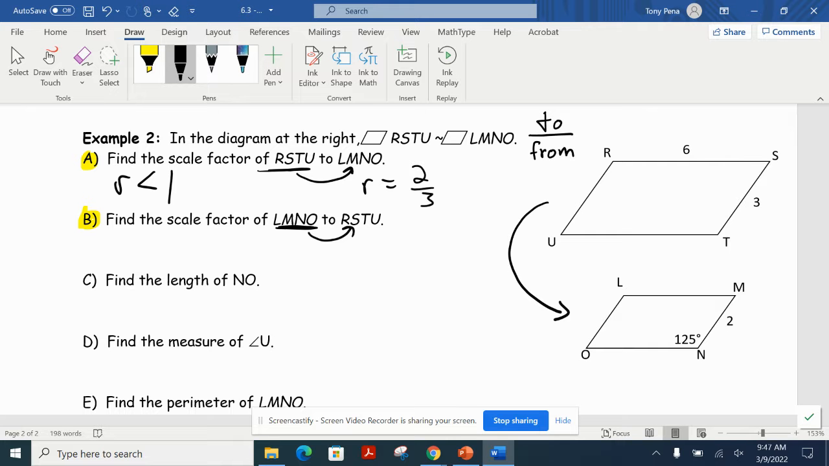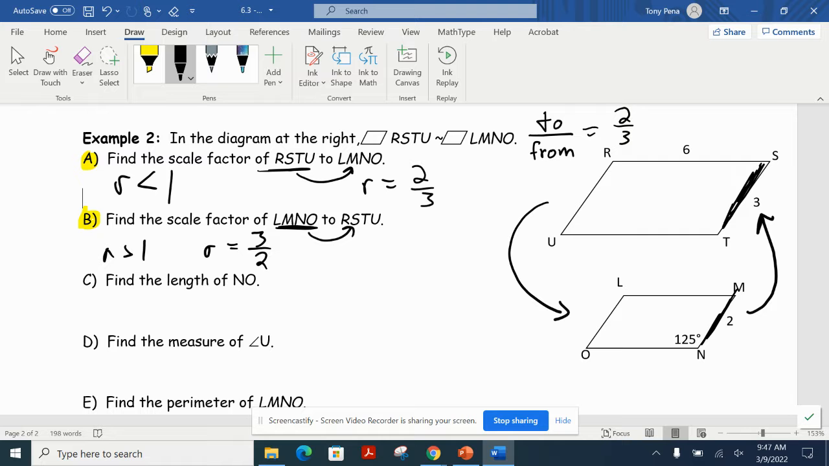If I look at the sides that we knew, these are the two sides we knew. We were going to the length of 2 from the length of 3. That gives us that ratio that's less than 1. And then all I ask you to do in B is go the other direction, from the smaller one to the bigger one. So now we better be greater than 1. It's really just the reciprocal of the one we just did. So that would be your 3/2.